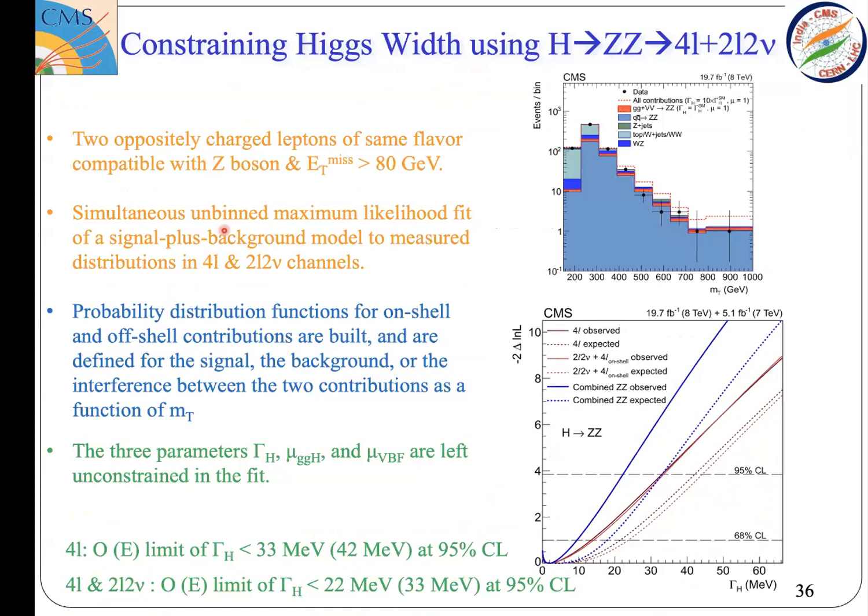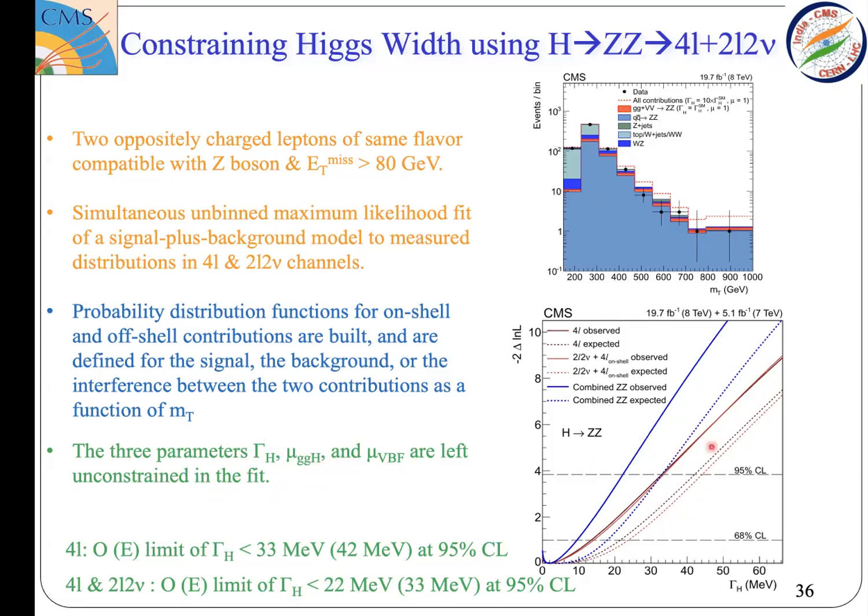What was done afterwards was a simultaneous unbinned maximum likelihood fit of a signal plus background model to the measured distribution in both the 4-lepton and 2L 2 nu channels. Each event was given a probability, or a probability distribution function was made, for the on-shell contribution as well as for the off-shell contribution, for the signal, for the background, and for the interference between the two contributions. Remember, we have the same initial state and final state between the ZZ and the gluon-induced contribution, if you think of it. Then this probability distribution was converted into a likelihood, the fit was made, and three parameters, the width and the signal strength modifiers for the gluon fusion and the VBF, were left unconstrained.